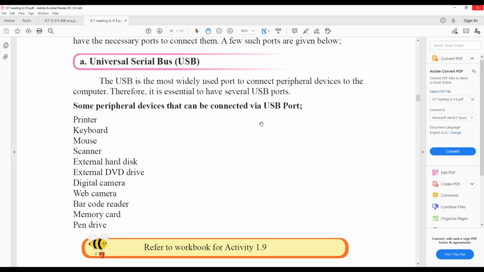If you're not familiar with any of these devices, let me know. I can show you, I can discuss more details. Are you familiar with these devices? These are known as peripheral devices, which means you can connect those devices to the computer.